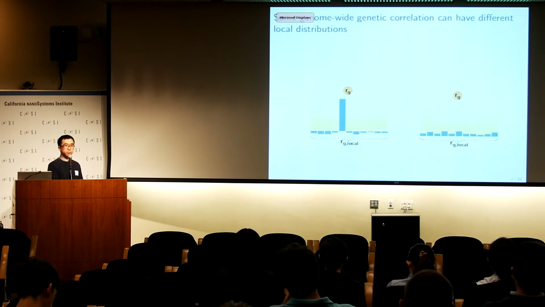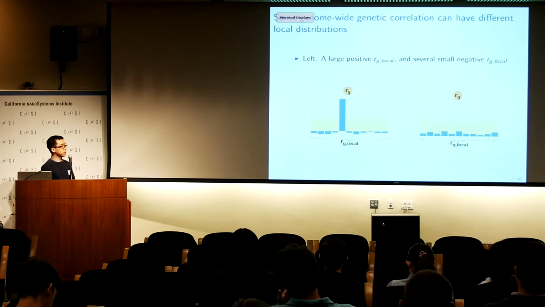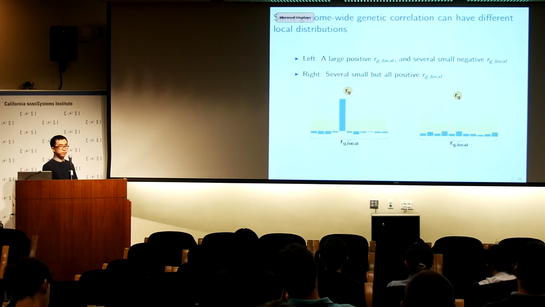So to illustrate the concept of local genetic correlation, let's look at a toy example involving two pairs of traits. Here, both pairs of traits have the same total genetic correlation. However, for the pair of traits in the left figure, the total genetic correlation is dominated by this large positive local genetic correlation and canceled out by a lot of very small negative local genetic correlations. However, for the pair of traits in the right figure, the total genetic correlation is an aggregation of a lot of positive but all very small local genetic correlations. So the idea is that although two pairs of traits may have the same total genetic correlation, their local distributions might be very different from each other.